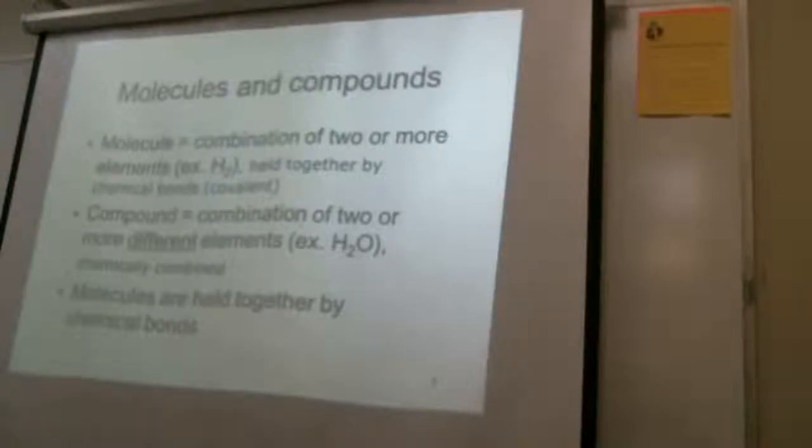I know we went through this in A&P, but you guys remember all this? So the molecule doesn't necessarily have to be different elements, but the compound does. But the molecule has to be covalently bound, whereas the compound can be covalently or ionically bound together.